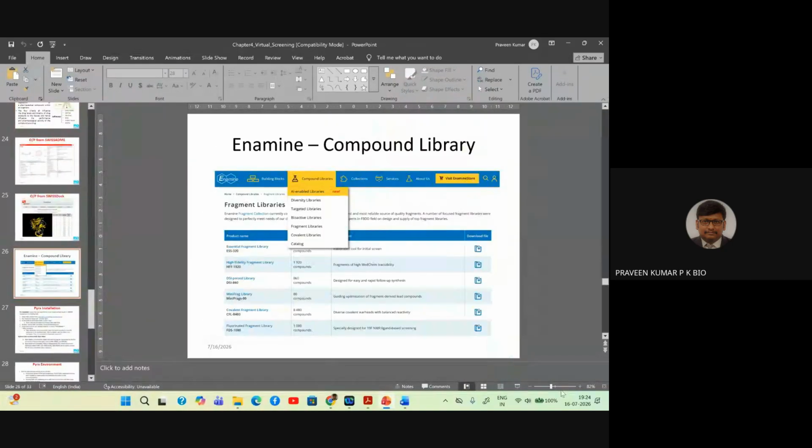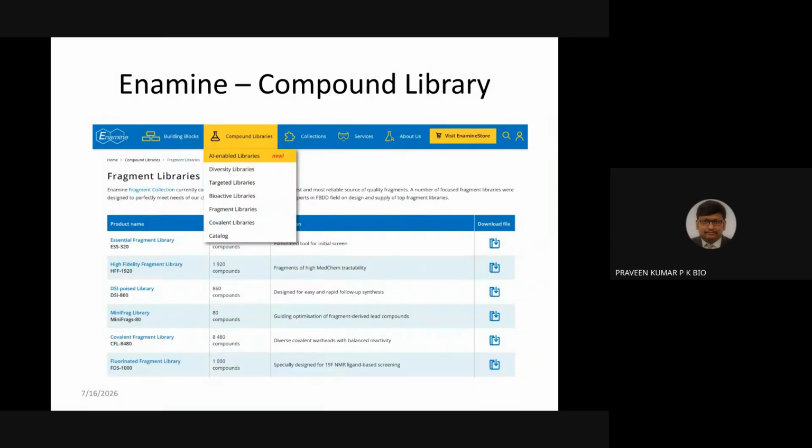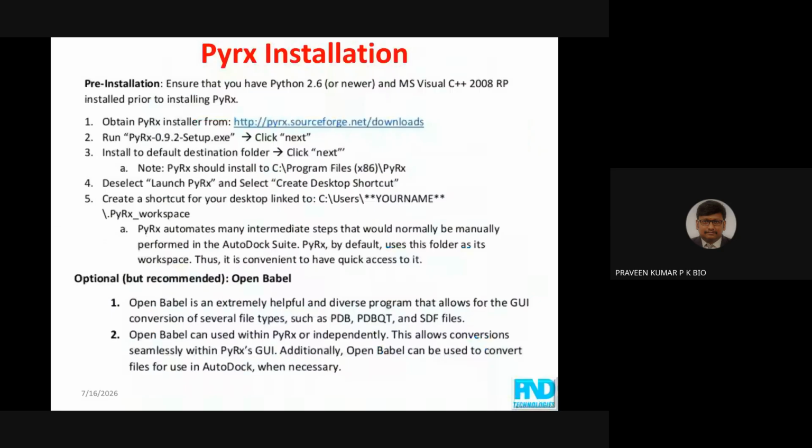Even if you want to download a dataset, you can also download it from Enamine. Enamine is a compound library. Here you can see we have different datasets. In the essential fragment library, we have some compounds. The high fidelity fragment library has 1920. The disease specificity index library has 860 compounds. Like this, we have different libraries. If you click this kind of link, you can download, so you find the links for each and every library.